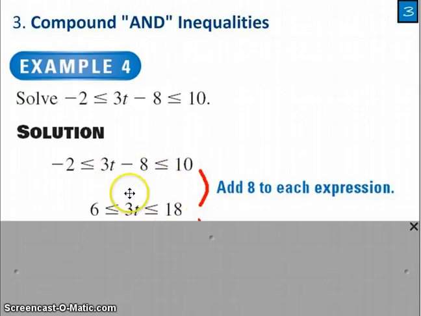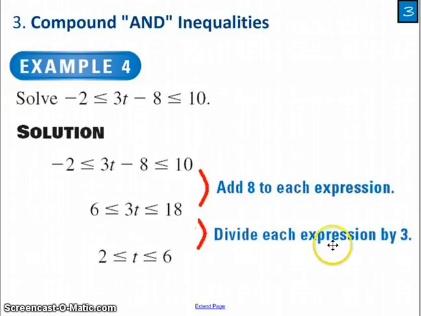So I've now moved 8 to both sides. I've got 3t still in the middle, but I've got changes to the left and right. Now I divide both sides by 3. And on the left I end up with 2, and on the right I end up with 6. So t is greater than or equal to 2 and less than or equal to 6. Again, that's why it's called a compound AND inequality. And this is the final answer.